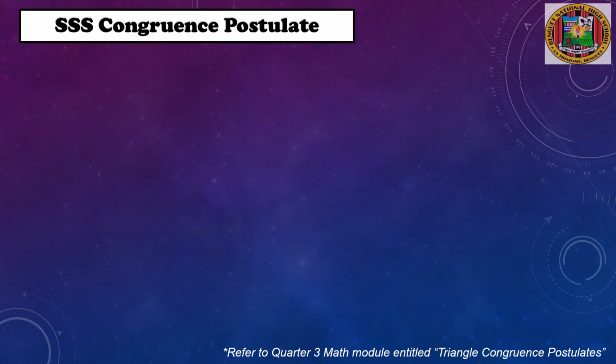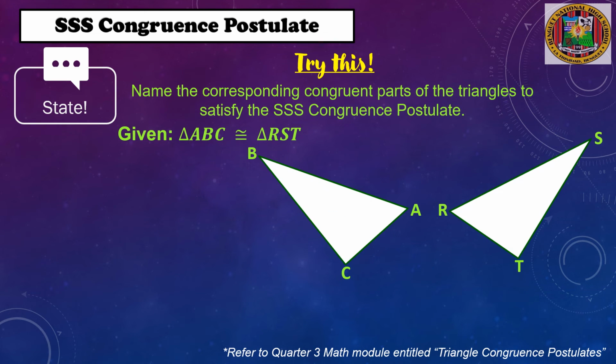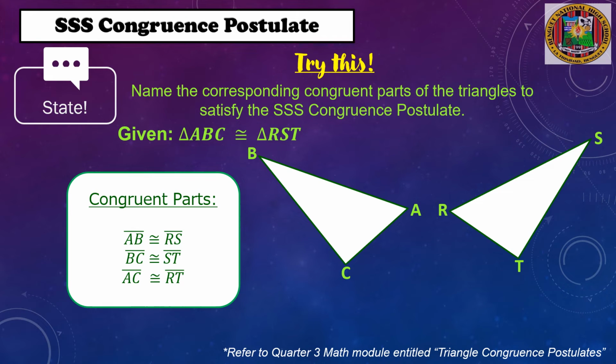Now that we've named three pairs of congruent sides, let us state our conclusions. To satisfy the SSS congruence postulate, we identified the following congruent parts. One pair of congruent sides, line segments AB and RS. A second pair of congruent sides, line segment BC and ST.